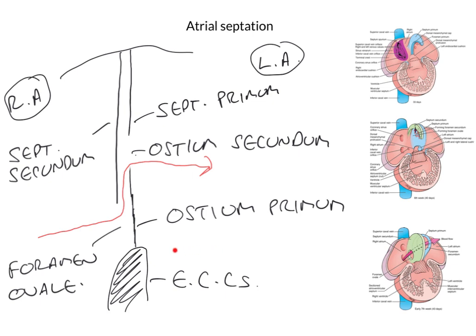Imagine if we tried to go in the opposite direction. If we tried to go in the opposite direction, imagine that pressure is higher in the left atrium than the right, it would force this portion of septum primum against septum secundum, and it would block it off. So if the pressure in the left atrium is higher than the pressure in the right, it would force this portion of septum primum against septum secundum. And indeed, that is what happens at birth.